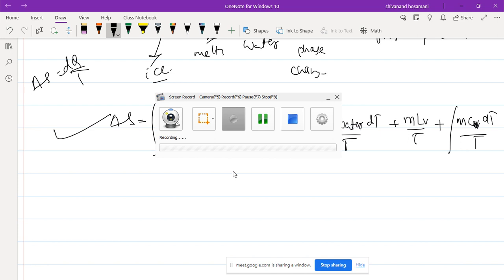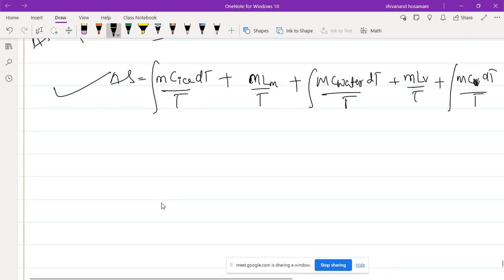Tomorrow morning class, we will start statistical physics, ensembles and the Maxwell-Boltzmann distribution, everything. Then the third law, and then we'll go to the next. Statistical mechanics tomorrow morning class, and the evening class for the heat engine. So you can calculate one problem.